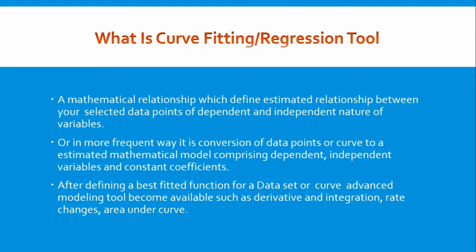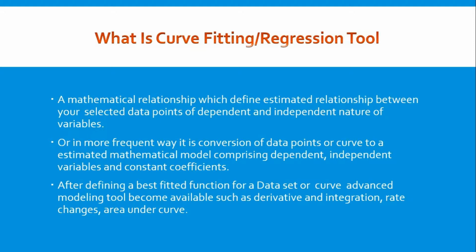Let us discuss a little about theoretical aspects of curve fitting. A mathematical relationship is defined as a symmetric relationship between your selected data points of dependent and independent variables. Or in a more frequent way, it is a convenient conversion of data points or a curve to a symmetric mathematical model comprising dependent and independent variables and constant coefficients. This is a little bit of definitions.